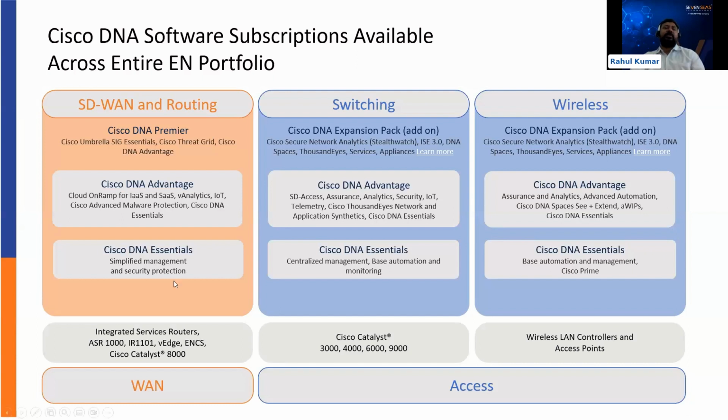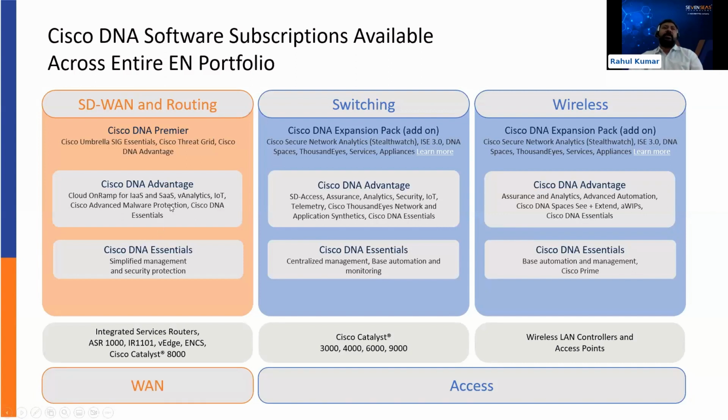Okay, so licenses start from the Cisco DNA Essential. This is your basic, entry-level license, which will just help you do the basic automation for the deployments of your routers. If you want to go further in terms of more features, we can offer Cisco DNA Advantage, where you will get some extra add-on features like virtual analytics, IoT, and Cisco Advanced Malware Protection. This will also cover the Cisco Essential license along with it.